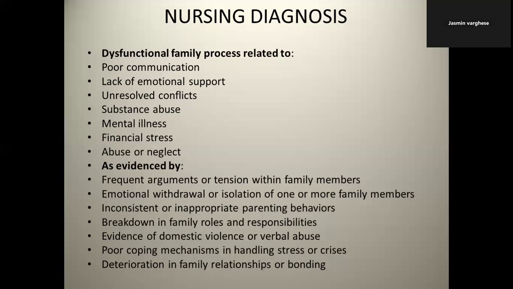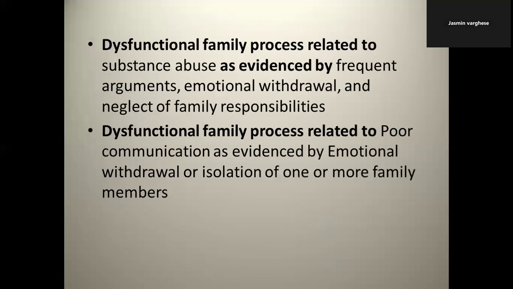So you can write it like: dysfunctional family process related to substance abuse as evidenced by frequent arguments, emotional withdrawal, and neglect of family responsibilities. Or you can write: dysfunctional family process related to poor communication as evidenced by emotional withdrawal or isolation of one or more family members. So depending upon your patient's situation, you have to create the nursing diagnosis.